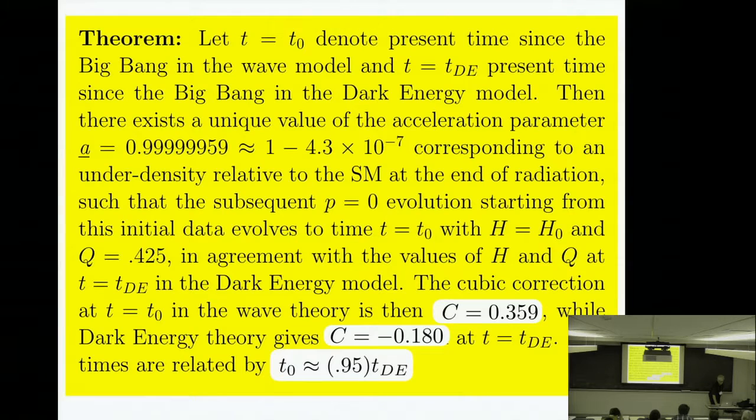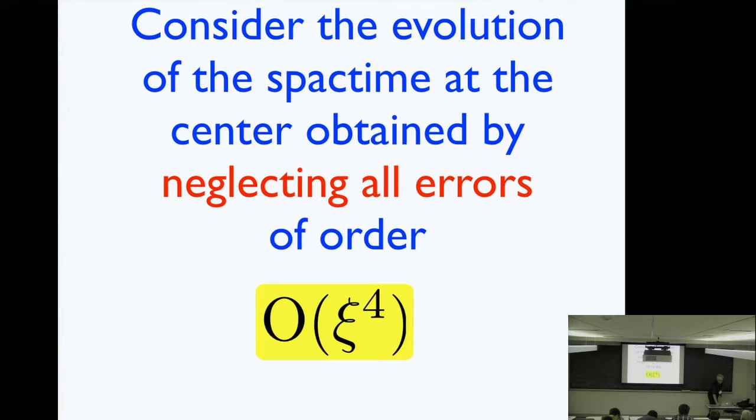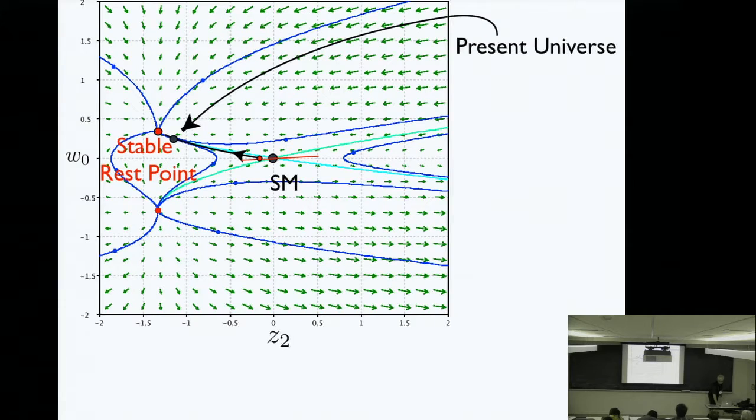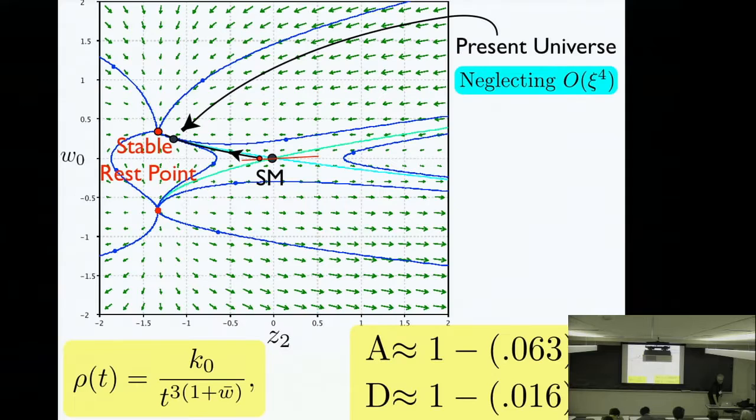And there's the theorem that gives the time, 95%. Now near the center, the flat, this is an exact solution. Neglecting those higher order terms, we've got an exact uniformly expanding spacetime that looks a lot like a speeded up Friedmann spacetime as it heads to that rest point. So we showed that it is very uniform and independent of center as you zero in on that rest point, and the 1 over T cubed decay in the density is the effect we're seeing in the anomalous acceleration.